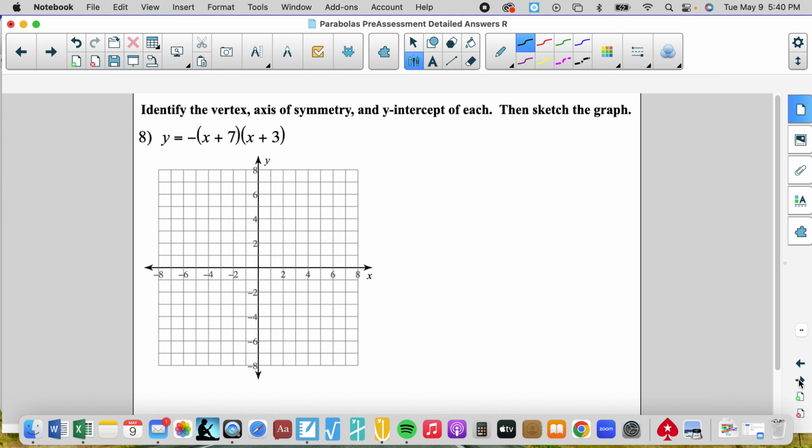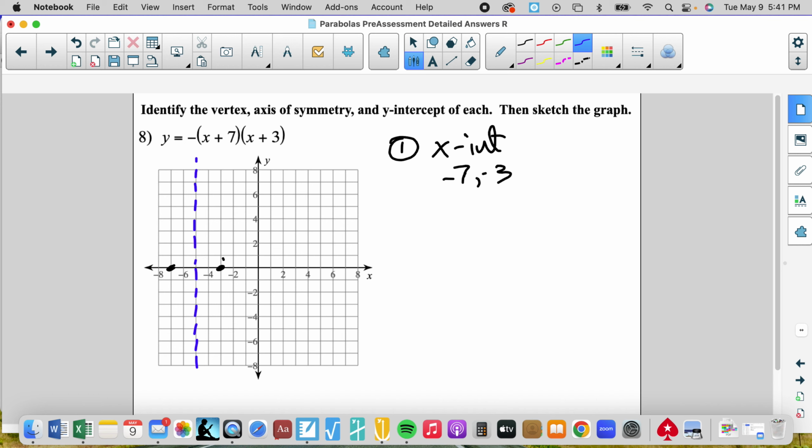So looking at it, I can immediately see that my x-intercepts are going to be negative 7 and negative 3. So negative 7 and negative 3 are right there. What's the distance between those points? 1, 2, 3, 4. So I take half of 4, which is 2. So I'm going to go in 2, and that takes me to there.